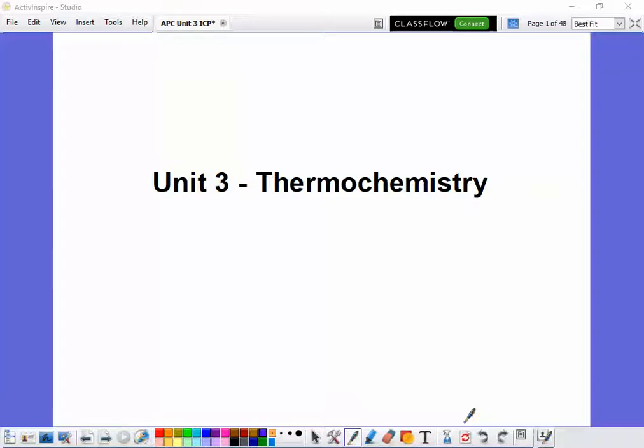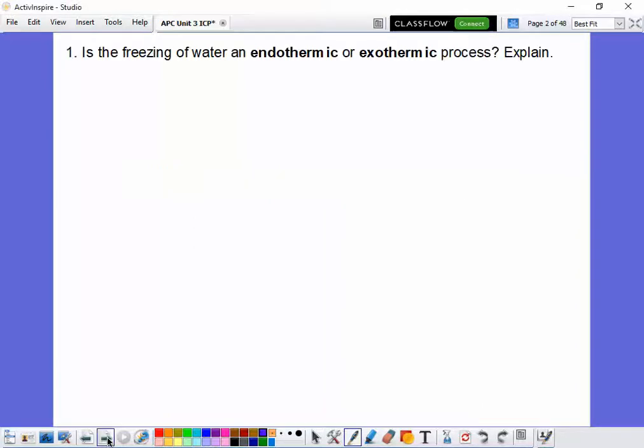All right, so as I said before, thermochemistry is the study of heat transfers, energy, stuff like that. Okay, so let's look at our first problem. Is the freezing of water an endo or exothermic process? And we're going to explain. Before we answer this, though, let's review what endothermic and exothermic mean.